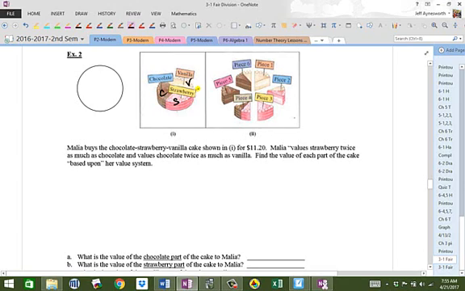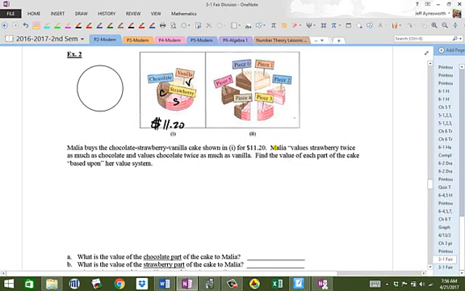So according to the problem here, Malia buys a chocolate strawberry vanilla cake shown in figure 1, and it's $11.20. So let's put that in. Malia values strawberry twice as much as chocolate and values chocolate twice as much as vanilla. Find the value of each part of the cake based upon her value system. So out of the $11.20, what's the value for each one of these parts based upon her preferences? Well, we got to figure that out first, and then we'll divide up the cake and figure out the value of the pieces.